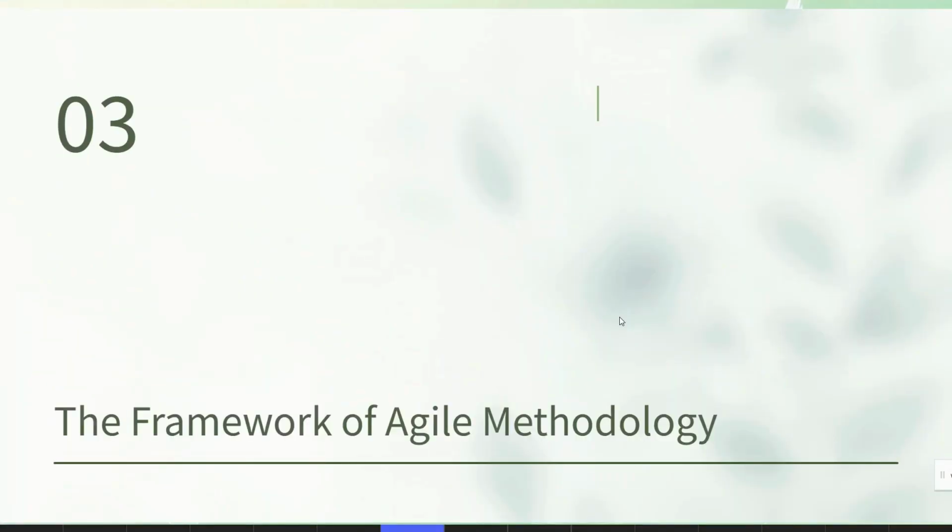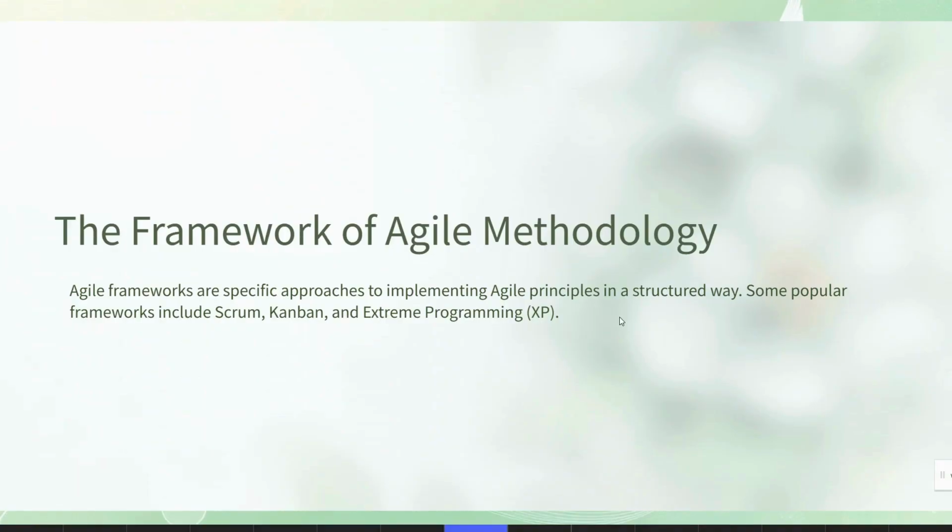Okay. So next we have the framework of agile methodology. Agile frameworks are the specific approaches to implementing agile principles in a structured way. Some popular frameworks include Scrum, Kanban, and Extreme Programming. Actually, these frameworks define roles, processes, and artifacts that guide teams in managing their work efficiently while adhering to agile values. Okay.